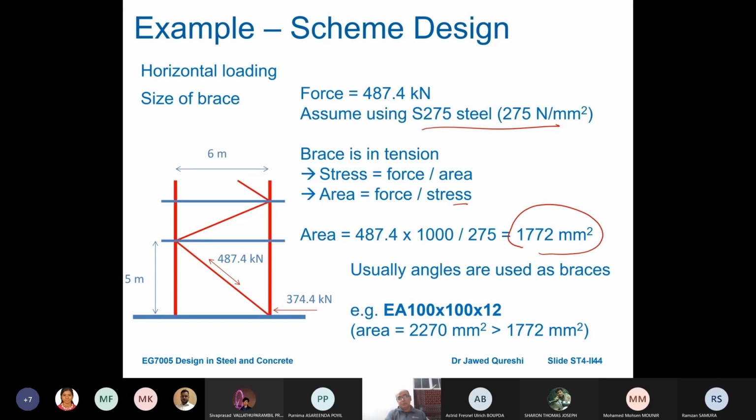Now you can use a flat plate as well, but here I have used equal leg angles, 100 by 100 by 12, for which the area is 2270. You can find this out from the Tata Steel Blue Book. So its area is greater than the required one, so this is fine. The bracing is fine. This is how you design bracing, and then we have other members.